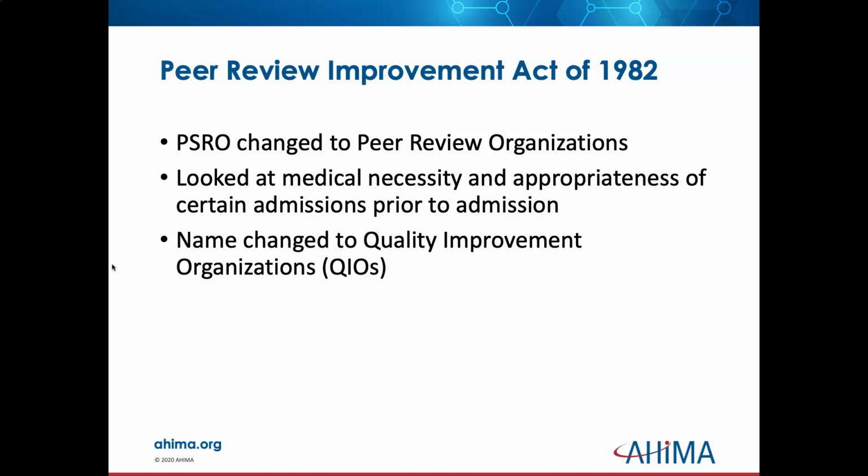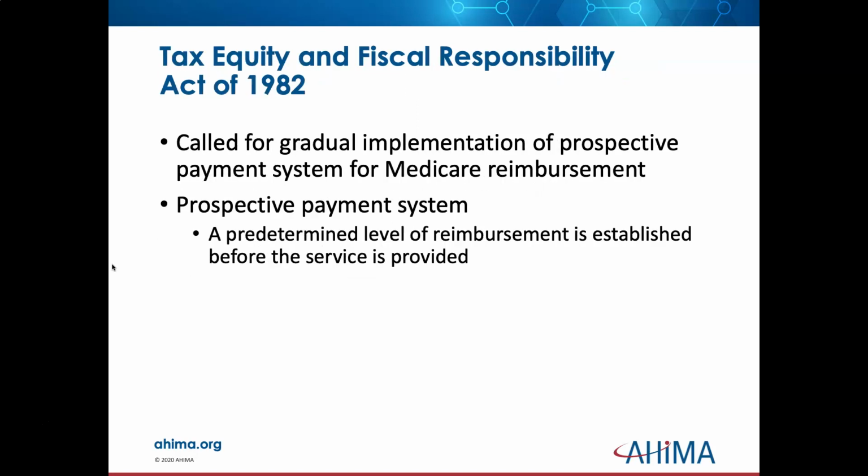Then you've got the Peer Review Improvement Act of 1982, where the PSROs changed to peer review organizations, or PROs. They looked at medical necessity and appropriateness of admissions prior to admission, and then the name changed to Quality Improvement Organizations. So PROs went to QIOs.